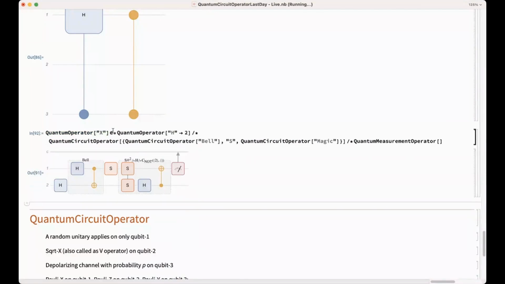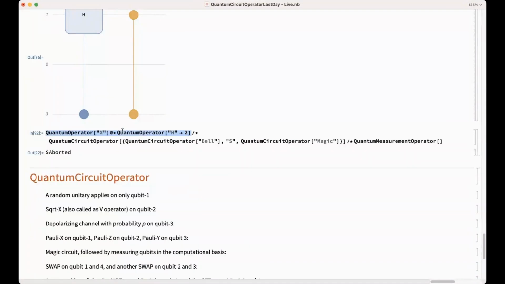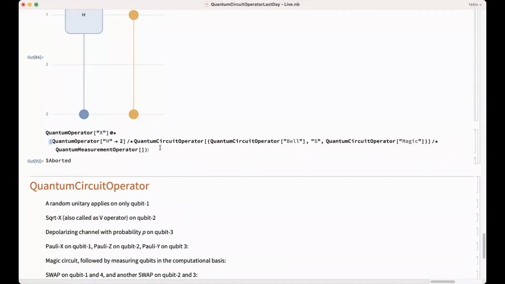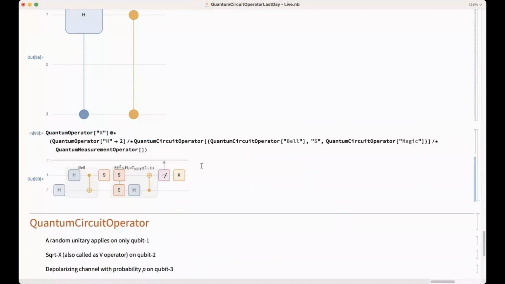So this time, that Pauli X. You see, it acts at the very end. So this is why it is called right composition. Okay, so this is the left composition. Sorry, this is right, left. This is right composition.